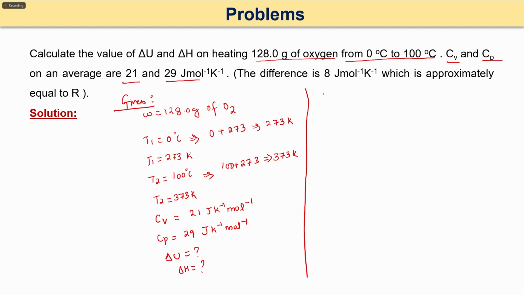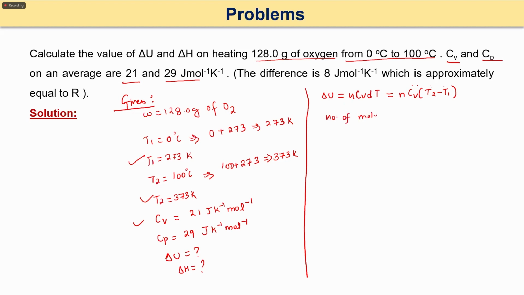So we have to calculate delta U. We know that delta U is n Cv dT, and if we expand it, dT is nothing but T2 minus T1. So in order to calculate delta U, we must know the values of n, Cv, T2 and T1. Cv, T1 and T2 we already know. Now we have to calculate the value of n, that is the number of moles.